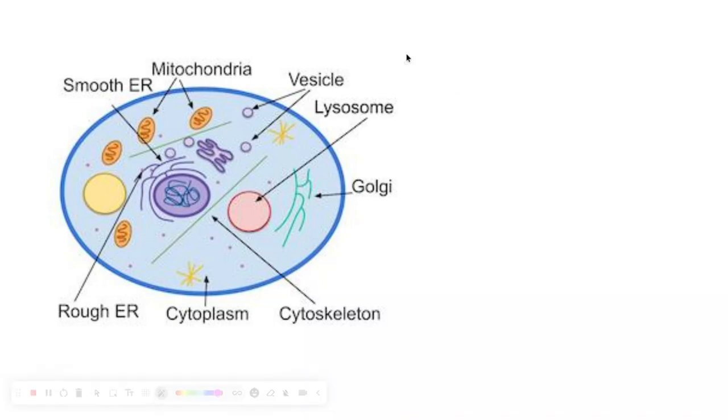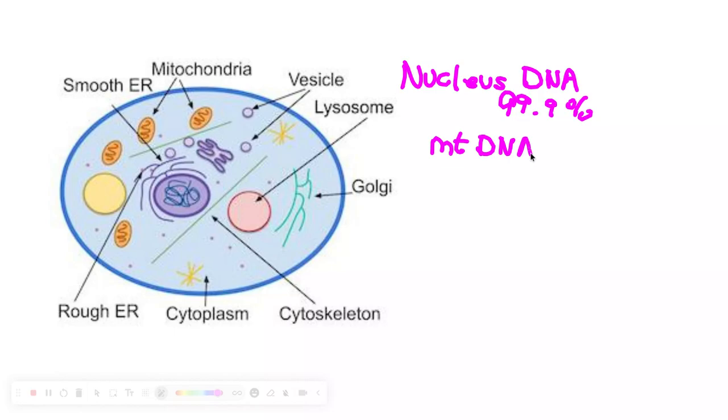So most of your DNA, that's the nucleus DNA, right? The nucleus DNA makes up 99.9% of you. And then you have also now your mitochondrial DNA from your mother, which is 0.1%.